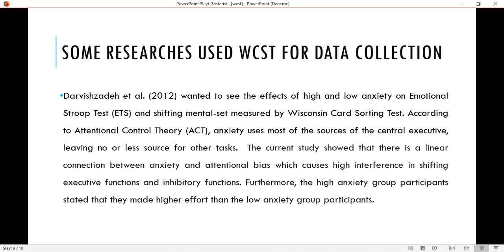The current study showed that there is a linear connection between anxiety and attentional bias, which causes high interference in shifting executive functions and inhibitory functions. Furthermore, the high anxiety group participants stated that they made higher effort than the low anxiety group participants.